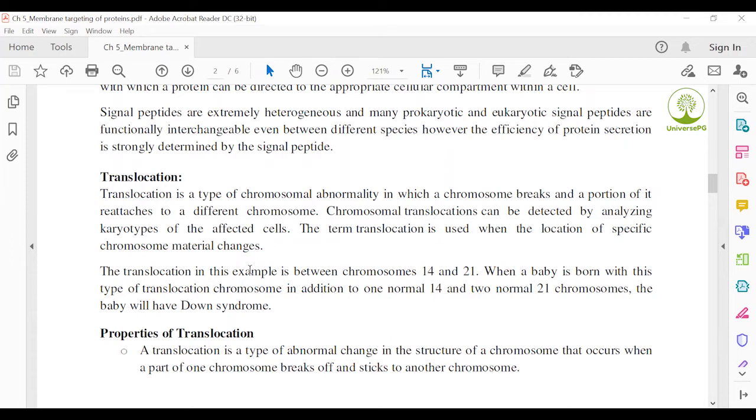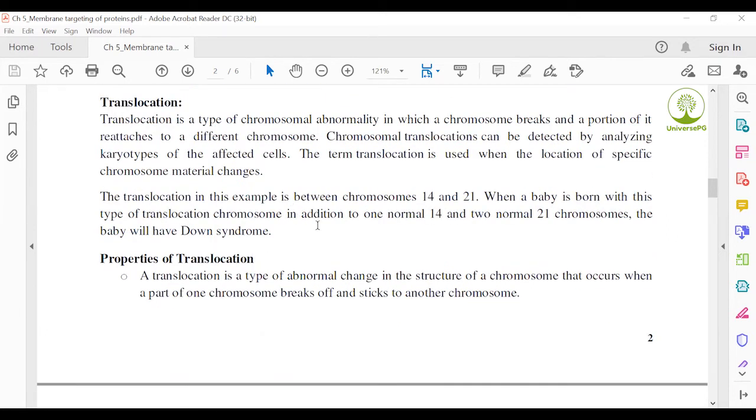After breakdown of a chromosome, some portions attach to a nearby chromosome. This type of process is called translocation. The term translocation is used when the location of a specific chromosome material changes. In this example, between chromosomes 14 and 21, when a baby is born with this type of translocation chromosome, in addition to the normal 14 and normal 21 chromosomes, the baby will have Down syndrome.